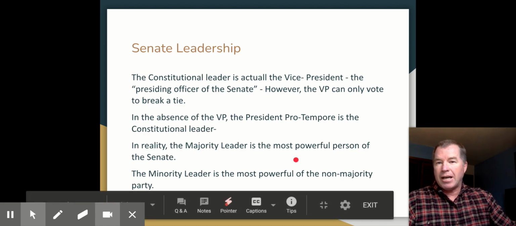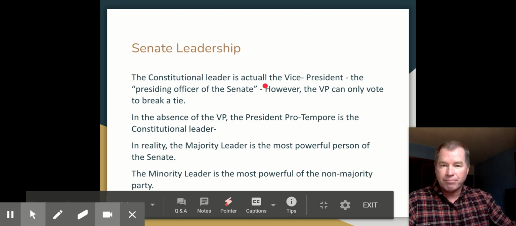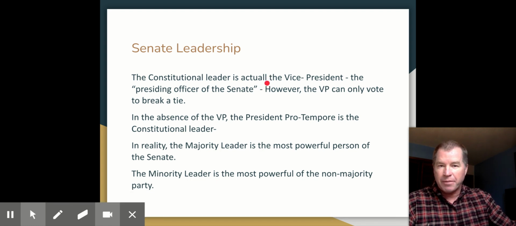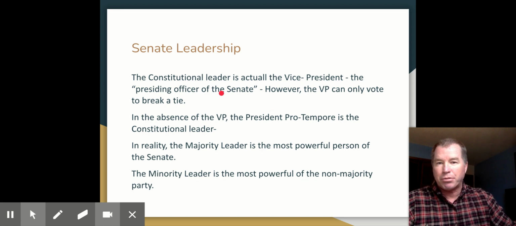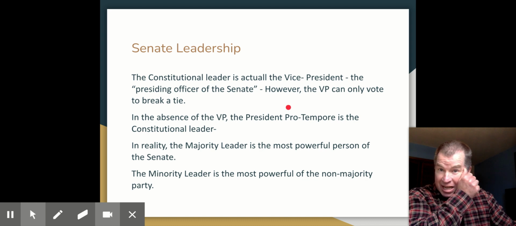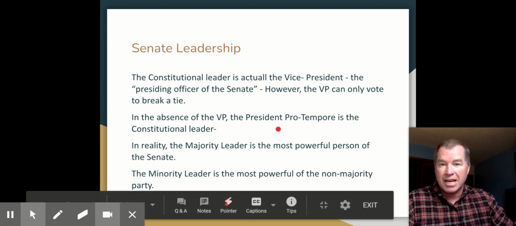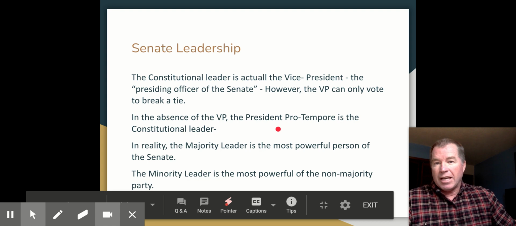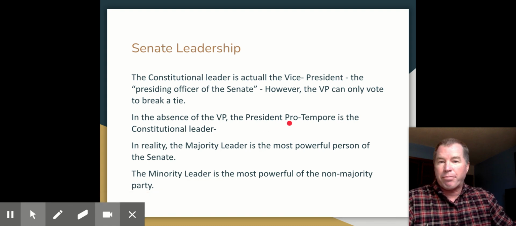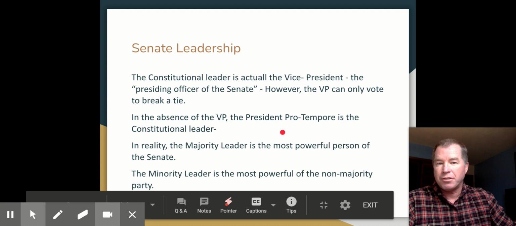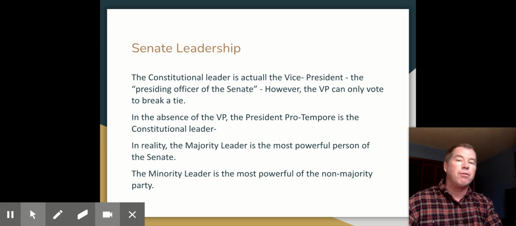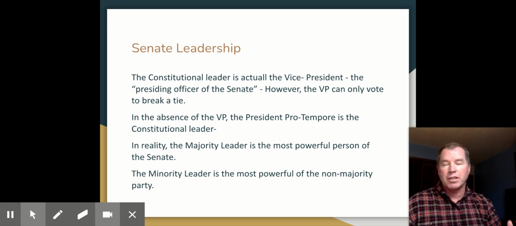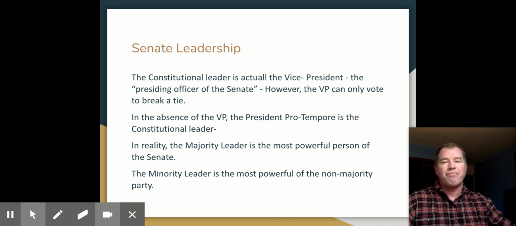Here we go, Senate leadership. The constitutional leader is actually the vice president, as I just mentioned. The vice president is named as the presiding officer of the Senate. However, they can only vote in the case of a tie. In the absence of the vice president, there's somebody called the president pro tempore, who is the constitutional leader. President pro tempore means president for temporary. In other words, if the VP is not there, the president pro tempore is the leader. It is one of the senators.